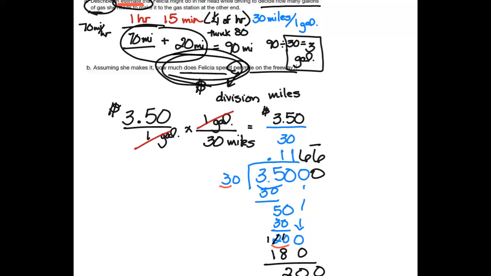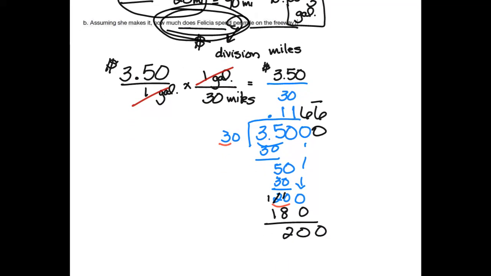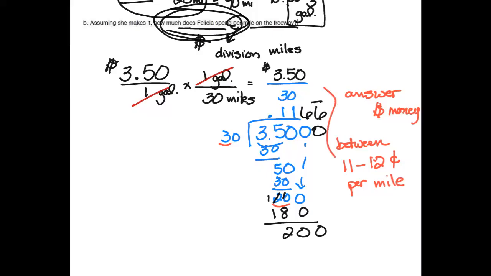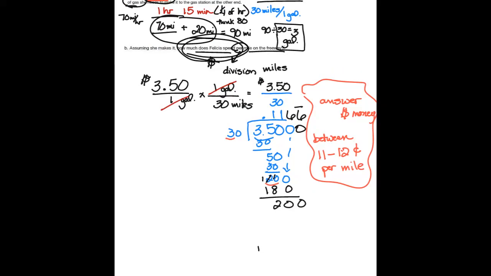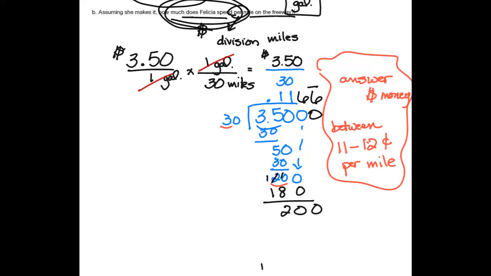What is my answer going to be in terms of? It's in money, yes. So the answer is in money. So it is between 11 and 12 cents per mile. Okay? Now, is that the only way to do it? No. Okay? If you understood that, great.